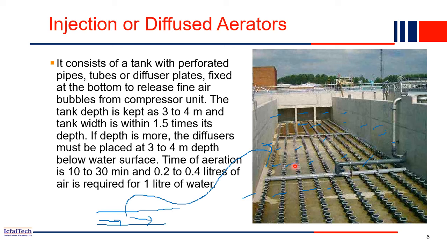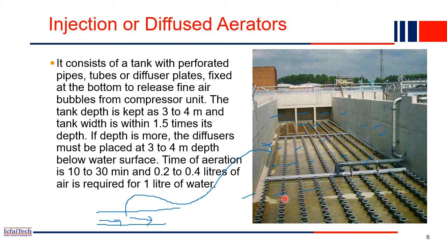You can see large aquariums, right? In a fish aquarium, air will be injected from the bottom of the aquarium. Then the air bubbles will simply pass through the entire aquarium water. That way we are adding more oxygen into the water, so that the aquatic life present in the aquarium will sustain. So basically this we call an injection or diffused aerator.